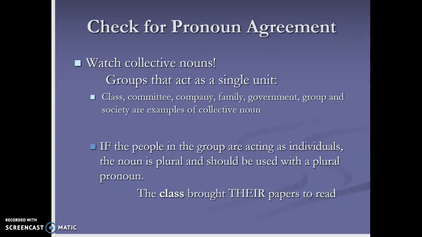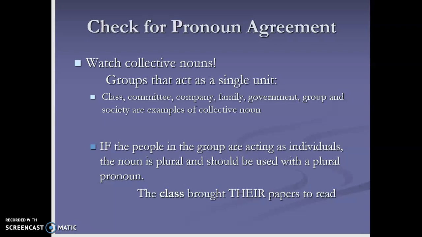Okay. We want to check for pronoun agreement and watch those collective nouns. Okay. If the people in the group are acting as individuals, the noun is plural. If they're acting as a single unit, it is singular.